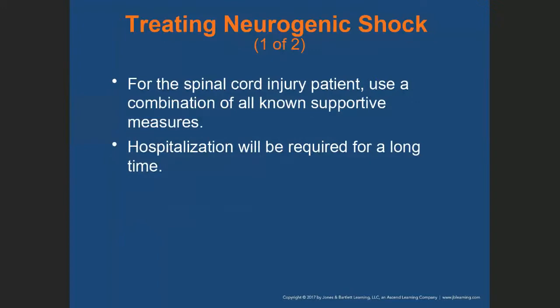Treating neurogenic shock. For the spinal cord injury patient, use a combination of all known supportive measures. Hospitalization will be required for a long time.